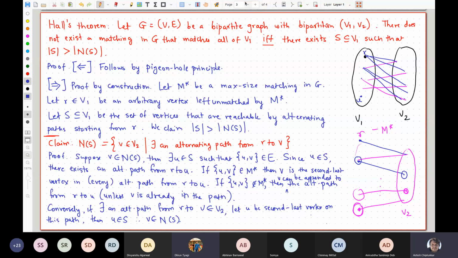But we are assuming that M star already exists. Why can't we assume that? There exists some maximum size matching, no? Look at the set of all matchings and pick the one with the maximum size. The set of all matchings is finite. There could be several, out of them pick anybody. Pick an arbitrary matching if there are several matchings of maximum size. Okay, sir. Got it. Thank you.